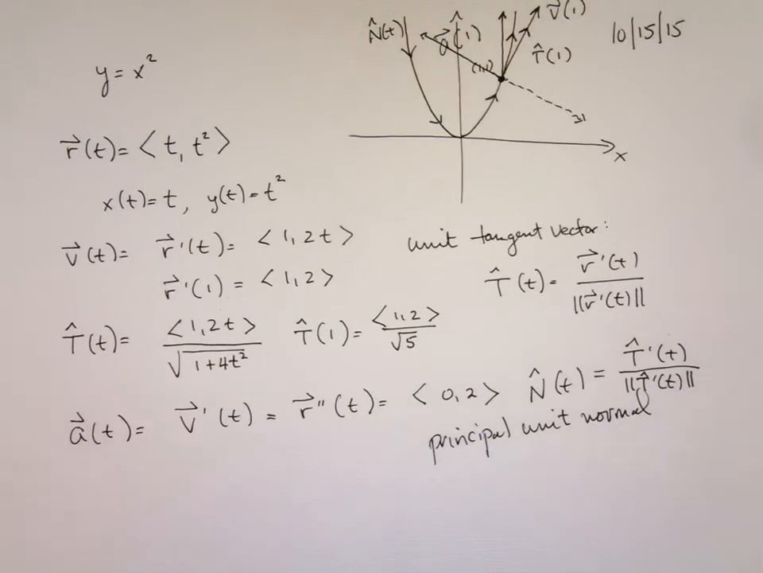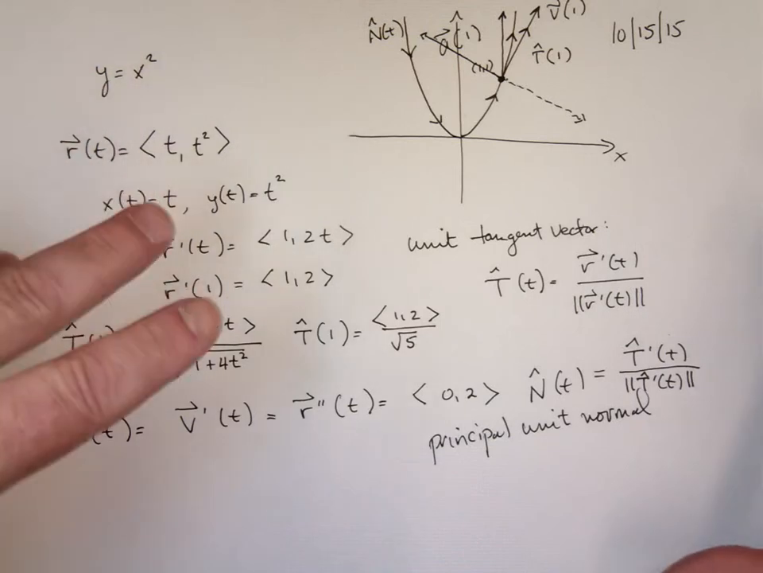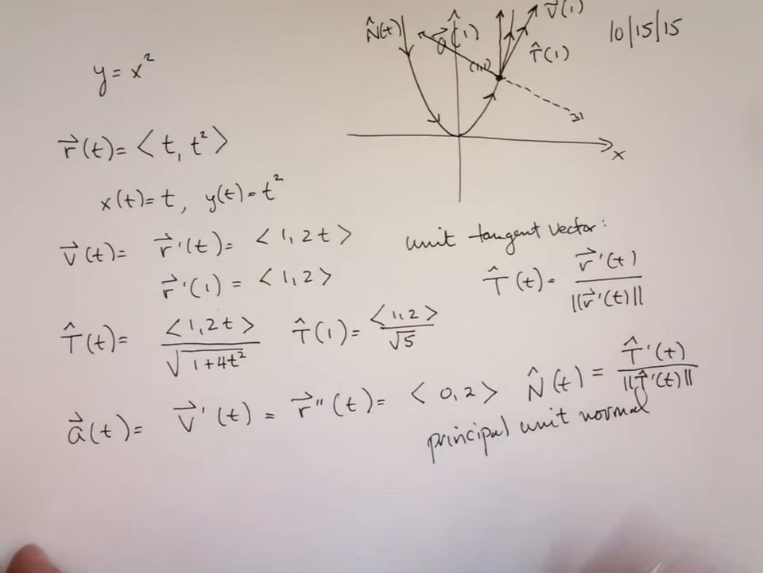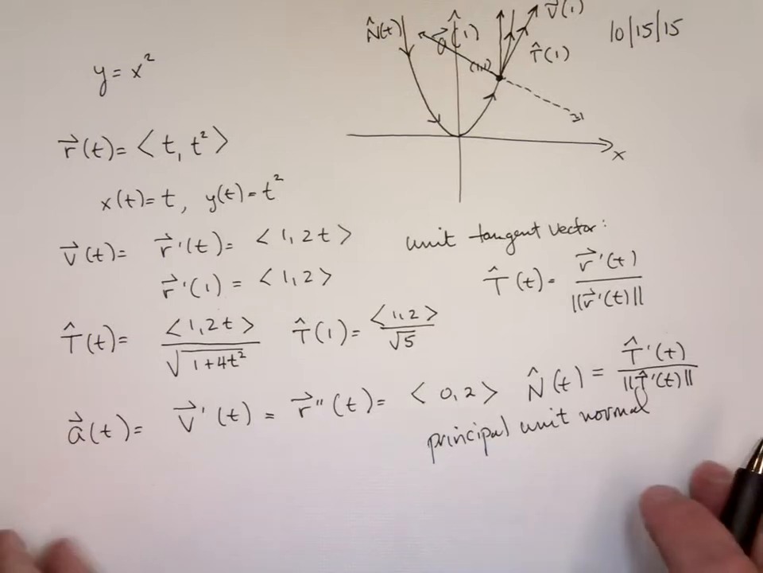Okay? That's its definition. It turns out, however, in many applications, it's complicated. It's difficult to use. It's difficult to apply. Watch it right here. This is a pretty simple path, this parabolic path. But what happens when we start trying to figure out the principal unit normal vector?